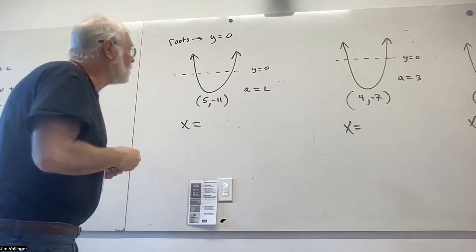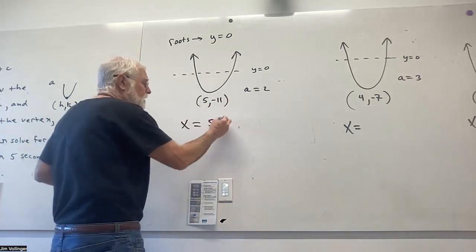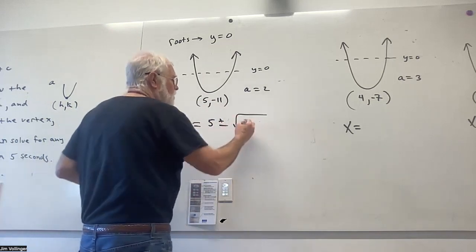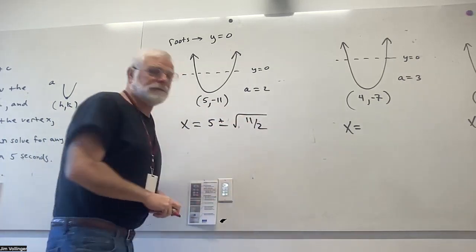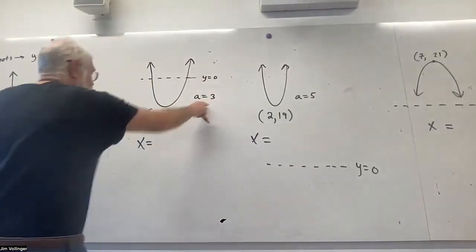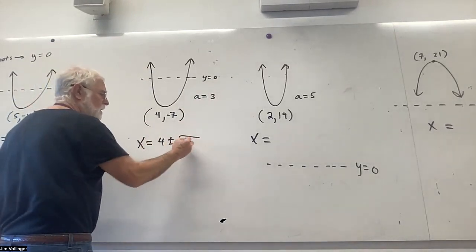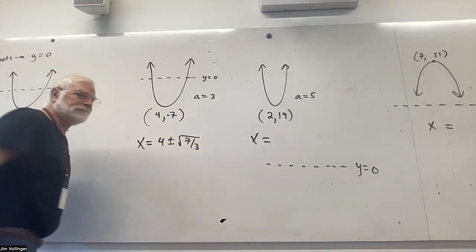All right, so here we go. I got the a value, I got the vertex, so I guess I've got everything I need, plus minus the square root of 11/2. Next one, what have I got? Y0, A3. I think I have 4 plus or minus the square root of 7/3.